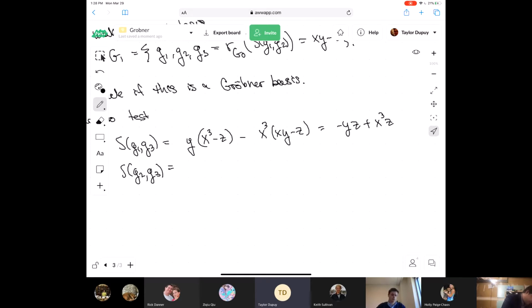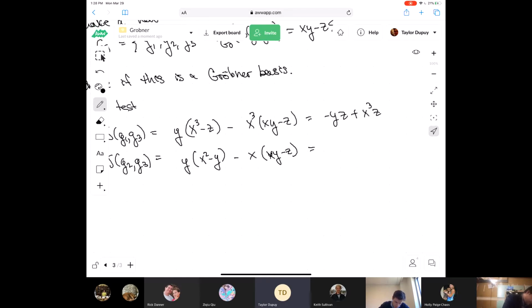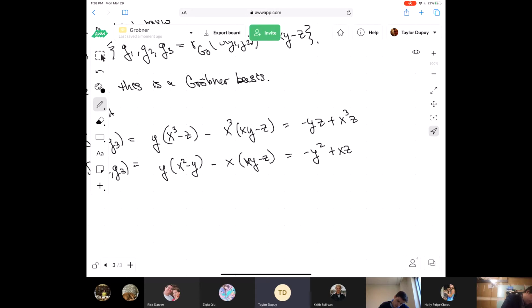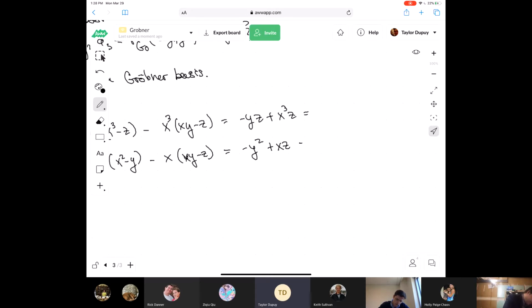Now we do G2, G3. G2 is x squared minus y, and this one is G3, xy minus z. So this one can get a y, and this one can get a single x. And so this is minus y squared plus xz. Okay, let's write this in the correct term order. This is x cubed z minus yz, and this is xz minus y squared.